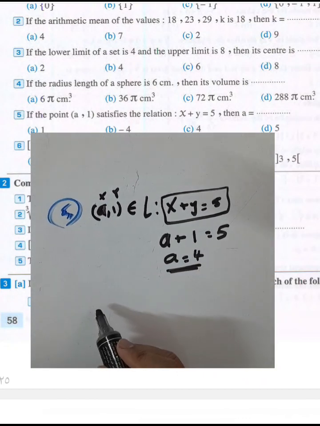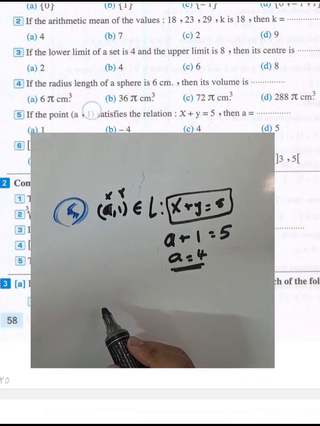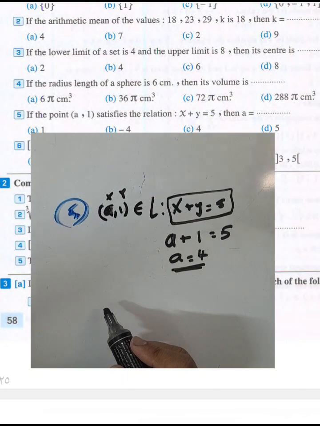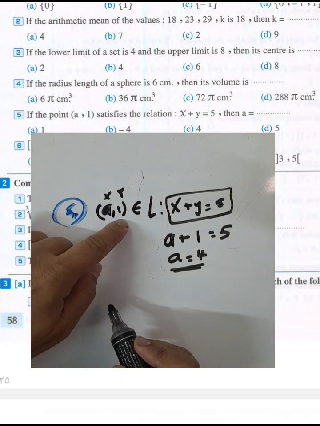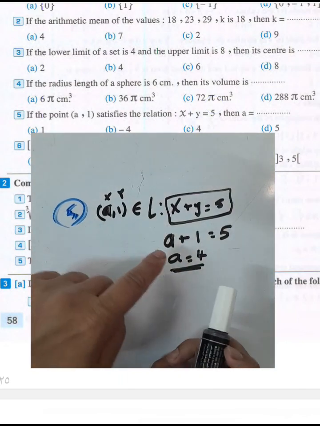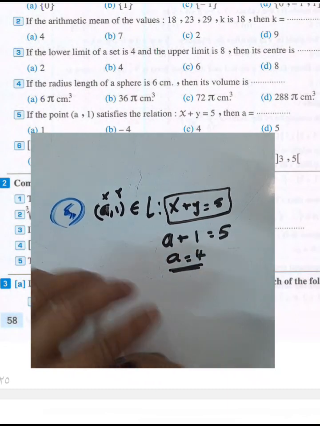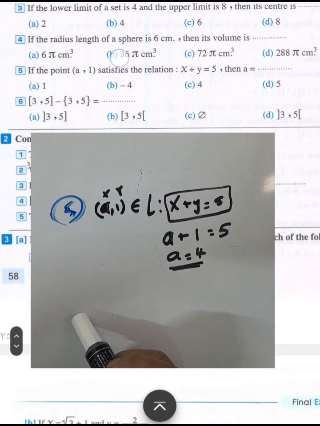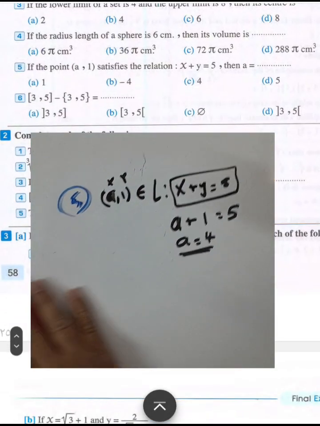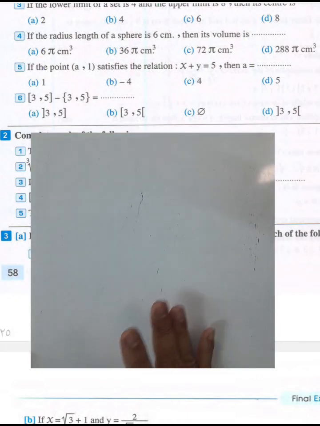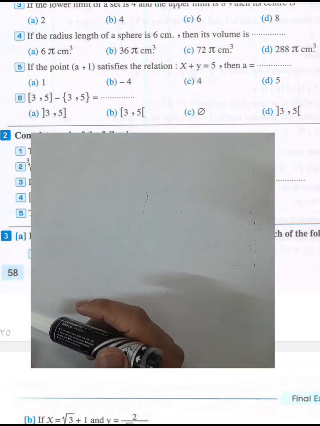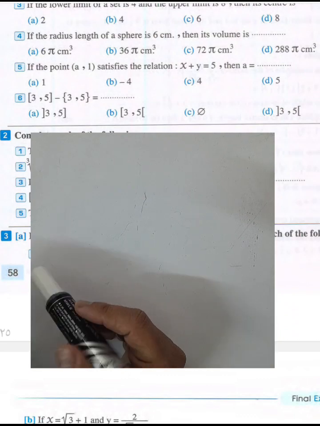Okay. Again, he gives us the point (a, 1) satisfies the relation x plus y equals 5. Then x will be a and y equals 1. But in this relation, 1 plus a equals 5. Then a equals 4. Question number 6. The interval from 3 to 5 closed.